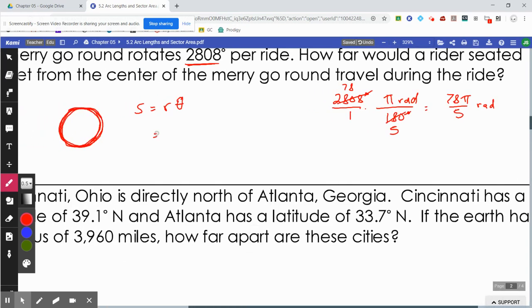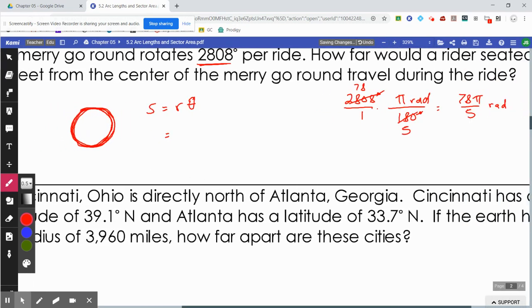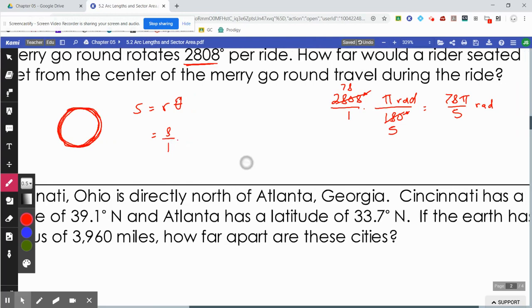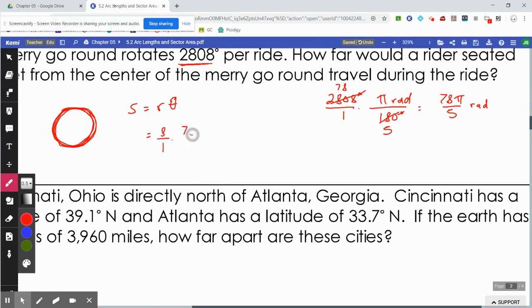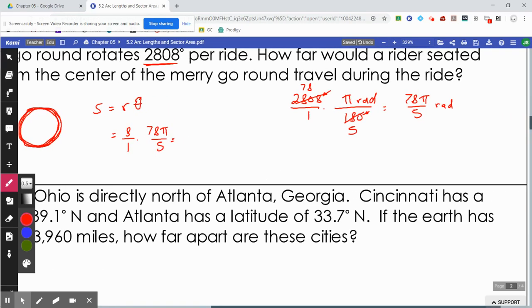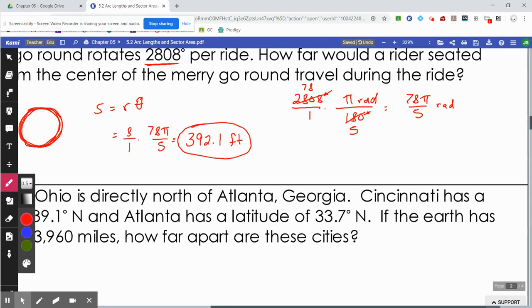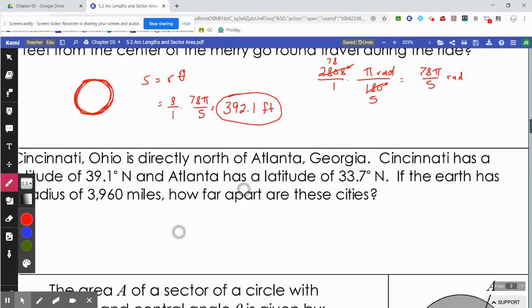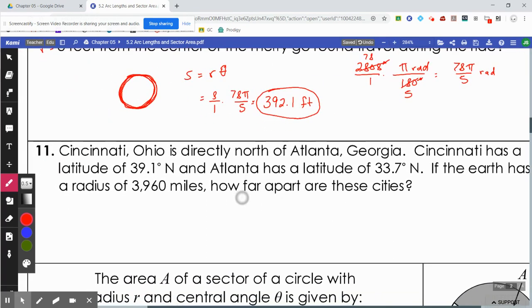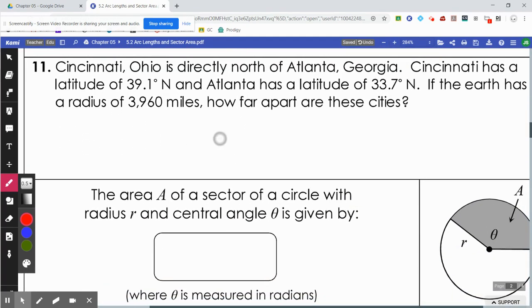So our radius was 8 feet. Our radian or angle measure is 78 pi over 5. When you multiply that together, and you don't have to leave this exact, you're going to get 392.1 feet. And like I said, we didn't have to leave it as a pi answer because it simply said what's the distance. If you leave it as pi, a lot of times that doesn't make as much sense as what that distance actually was.